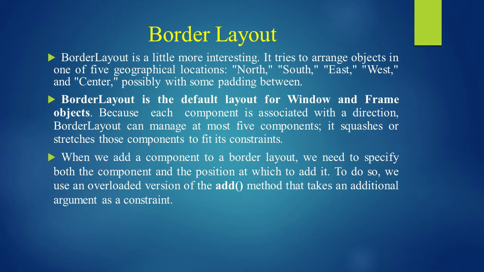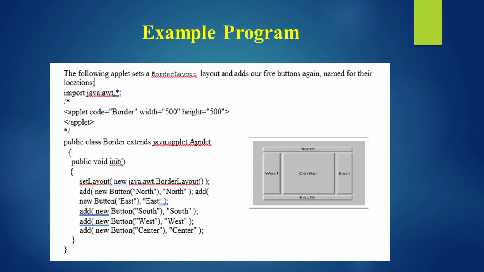When we add a component to a border layout, we need to specify both the component and the position at which to add it. To do so, we use an overloaded version of the add method that takes an additional argument as a constraint. A simple example program for border layout.